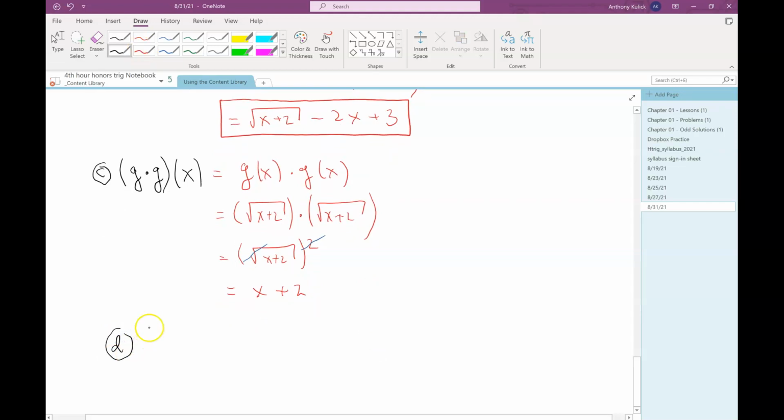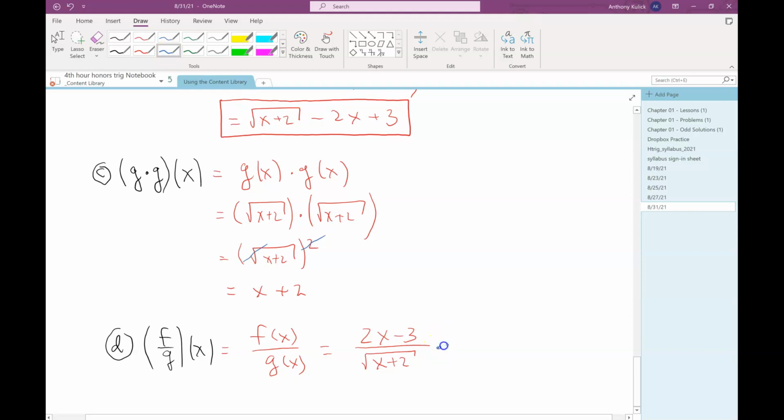So let's say we have f divided by g of x. So again, according to our definition, that's f of x over g of x. And if we plug in the values for this problem, that's 2x minus 3 over the square root of x plus 2. Anything more you want to do with this? What do you guys think? Elvis? You multiply the top and bottom by root x plus 2.